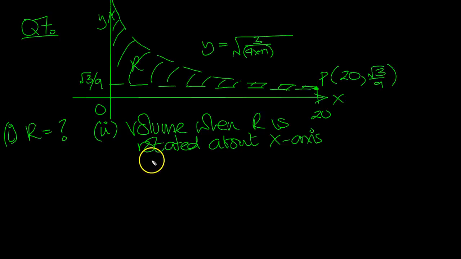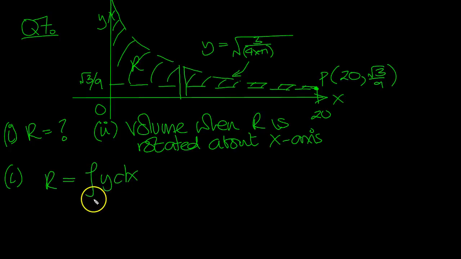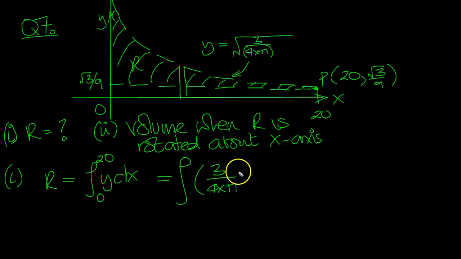Okay, let's have a look at this. Here's our curve. So what is the region R? So here the area R is just the integral of y dx, isn't it, between 0 and 20. Now y is equal to 3 over 4x plus 1, so the half would be this height, take away this height, root 3 over 9, dx between 0 and 20.